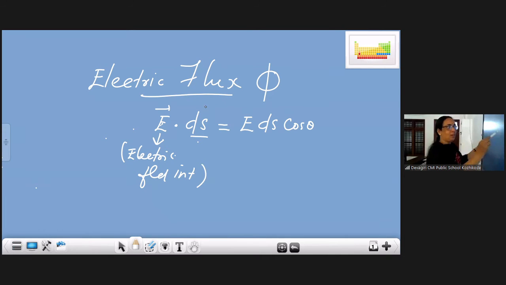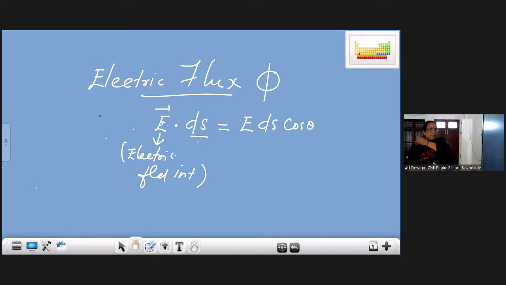And we know that the dot product of two vectors is always a scalar. We learned it. If you take the dot product of two vectors, the result is a scalar. So electric flux is a scalar quantity. Register it in your mind, it's a scalar quantity. It is denoted by the letter phi.